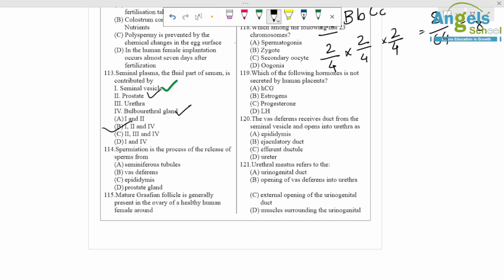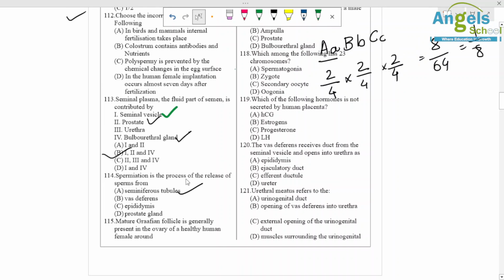Spermiation is the process of release of sperm from seminiferous tubules. Okay, so A is the correct option in this case. Mature follicle, Graafian follicle is generally present in the ovary of healthy human female around.